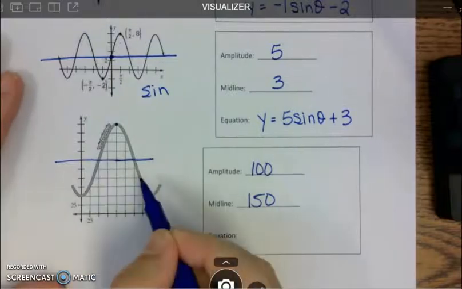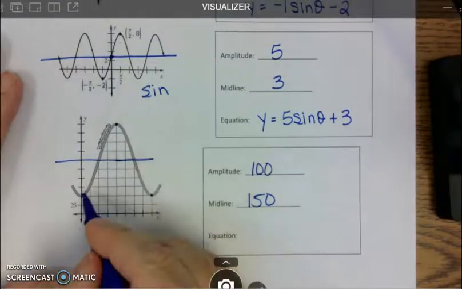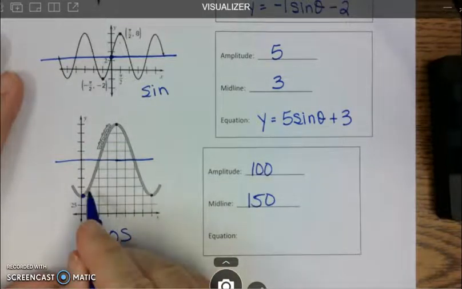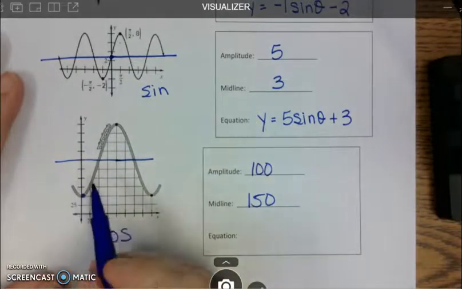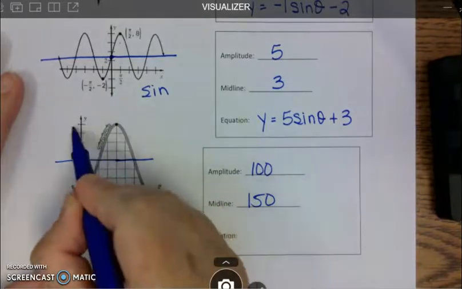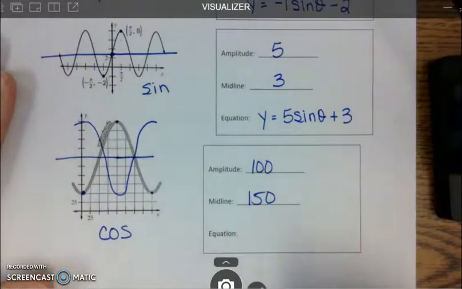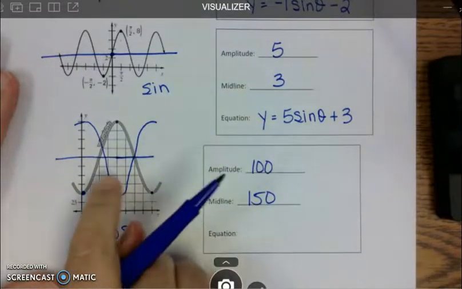Now, it is a cosine graph, right? Because we start not at the origin, so this is cosine. But notice it's flipped, because cosine should start high. That would be the original cosine. So this is flipped.